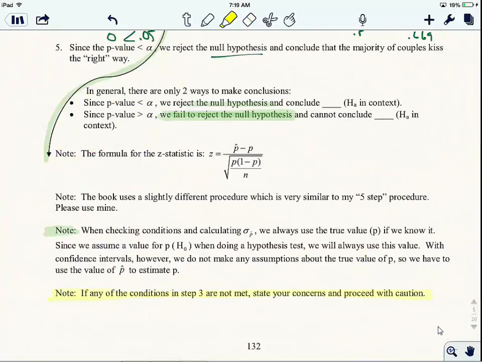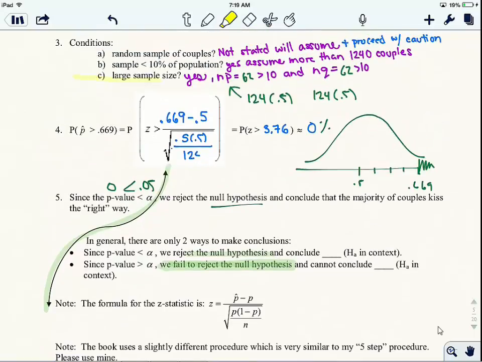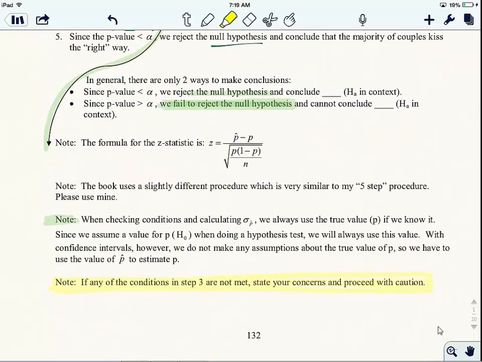Finally, if any of the conditions in step 3 are not met, state your concerns and proceed with caution. Okay? The biggest issue is this last condition right here, but you should proceed with caution no matter what. State your concerns and proceed with caution. We will do the last one in class together.